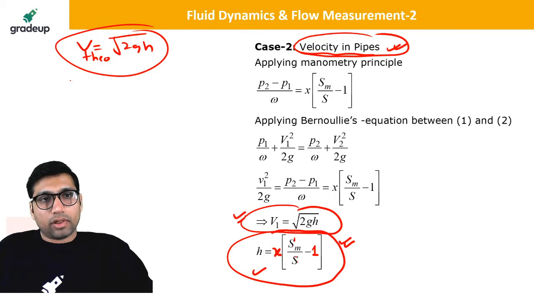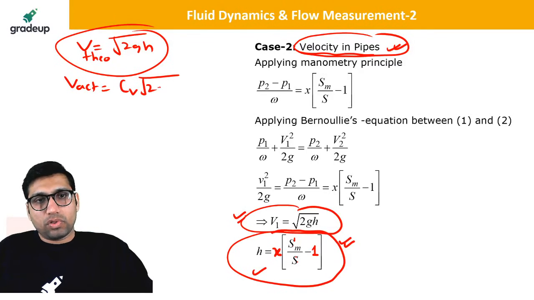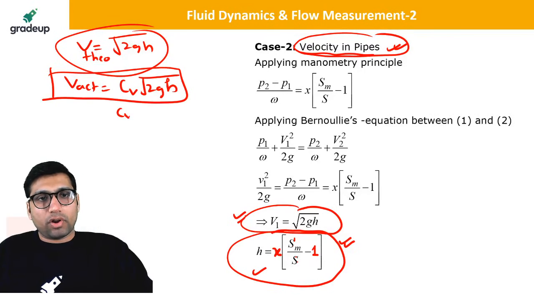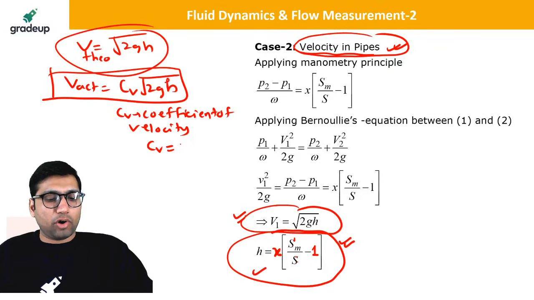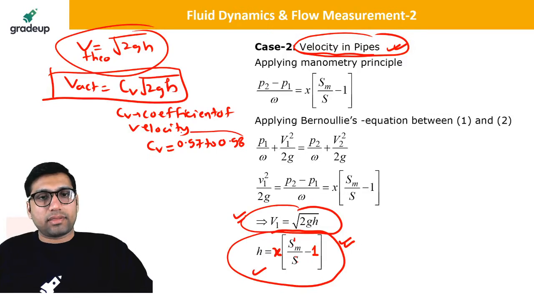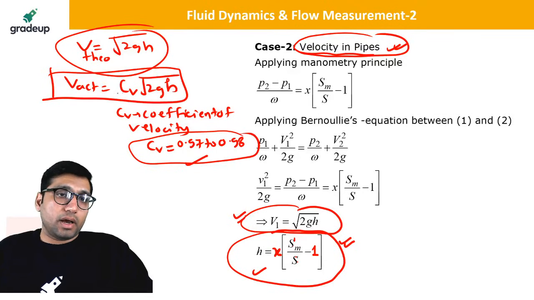It is a theoretical velocity, but actual velocity is equal to Cv under root 2gh. What is this Cv? It is also called the coefficient of velocity. The coefficient of velocity has a value of around 0.972 to 0.98. So this is how you will get the actual velocity from a Pitot tube.